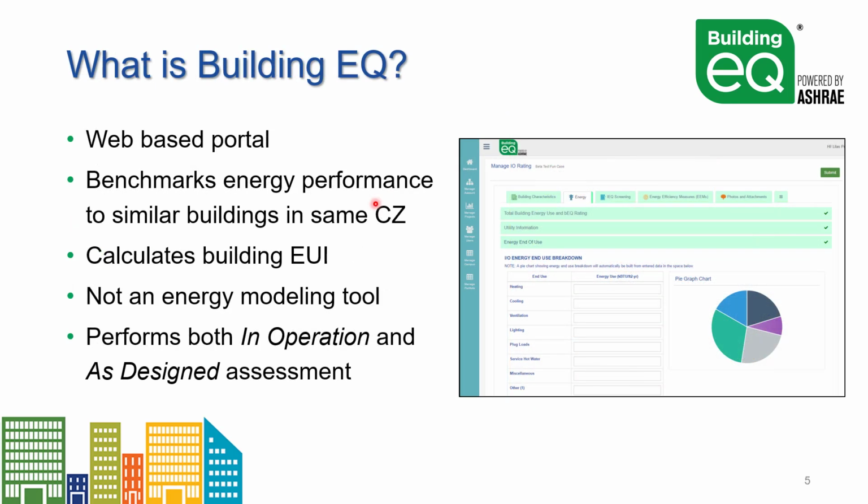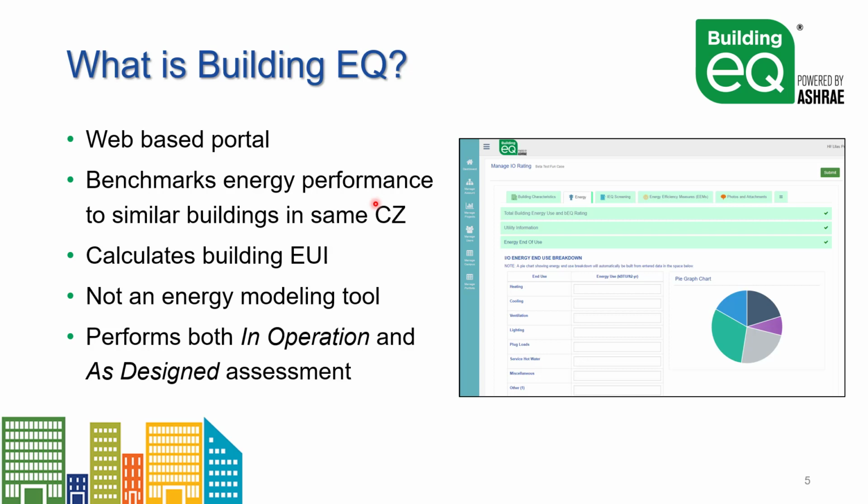So we've talked about universities. Let's talk a little bit about Building EQ. It is a web-based portal, and you go to this tool, you put in some information, and it will benchmark your building. It answers a really simple question. Imagine you had an office building in Chicago. Well, how well does your office building compare with other office buildings in Chicago? That's what we mean when we say benchmarking, which is: is my building good?